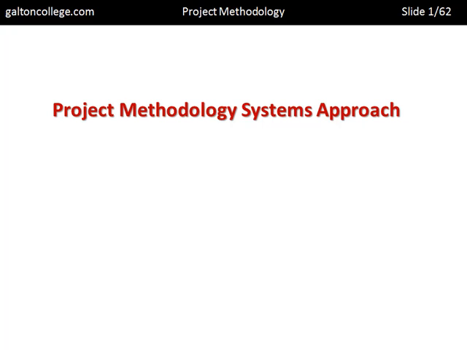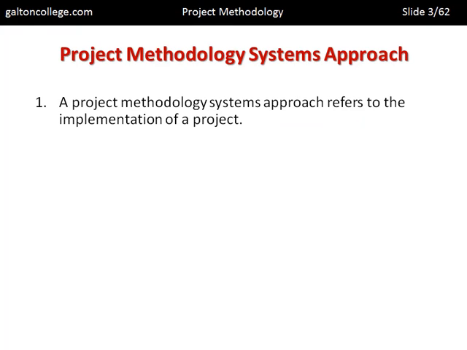So we're going to look at project methodology systems approach. Now, a project methodology systems approach refers to the implementation of a project. The idea is to bring a project into existence and to implement it, to devise a project, to think of a project. The project could be a new way of producing a product, or even think about a new product itself and introducing a new product to the market. Whatever the project is, it's thinking about the project and then thinking about what is required in order to deliver that project, to make the project, in a sense, make it real, to make it happen.